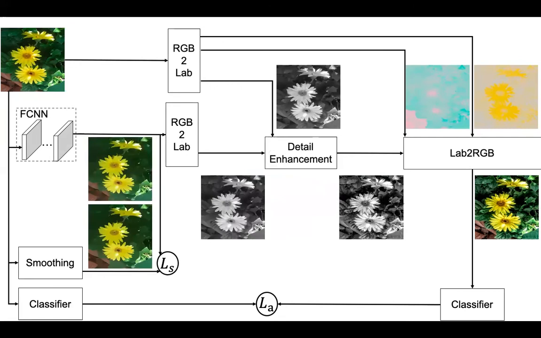We iteratively train the whole pipeline end to end by minimizing the total loss function, which is the addition of the smoothing loss, LS, and the adversarial loss, LA. By training this, we are able to generate perturbation that enhances the details. As you can see in the image at the bottom right, the details are enhanced. We preserve the structure and we maintain the original color of the image.